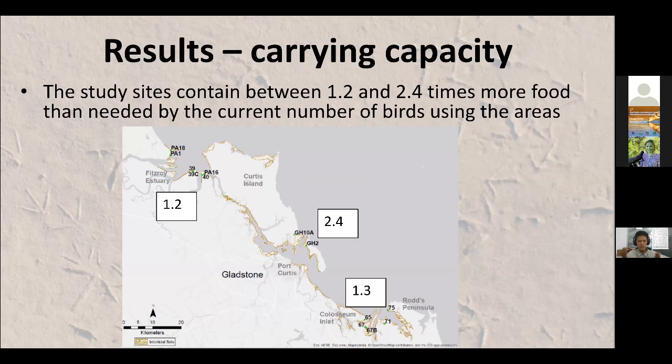If they do, then it's good, because the birds would need a lot of energy to sustain themselves. And what we found is that in general, our study area contains about 1.2 to 2.4 times as much food as needed by the current number of birds using the areas. So this is a very coarse analysis. Well, not really an analysis, it's a very coarse statement. It's trying to say that basically the area can potentially support more birds than are currently using the place, which is good news, because we do need more food to support the birds.